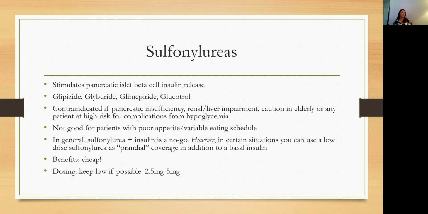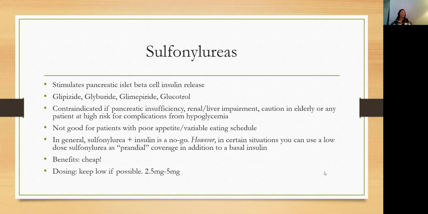So in general, a sulfonylurea plus an insulin is not something that you would normally do. However, in some situations, you can use a low dose sulfonylurea as your prandial coverage, so in replacing your short acting insulin, basically. So you could technically do a sulfonylurea and a basal insulin. Your basal insulin would cover your long acting insulin needs, and then your sulfonylurea would cover your food spikes.